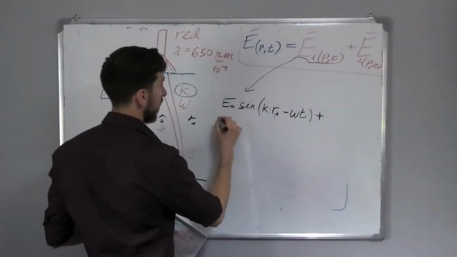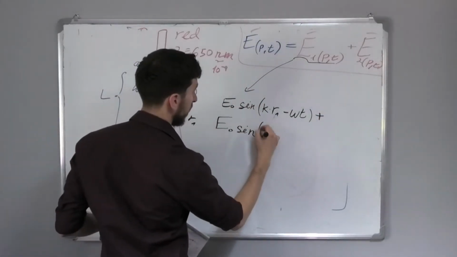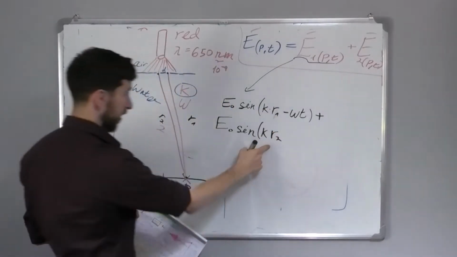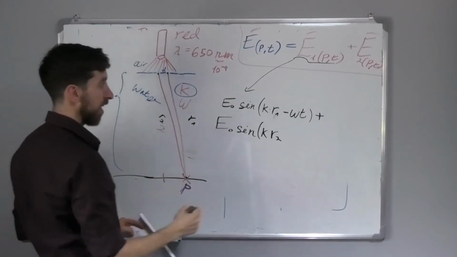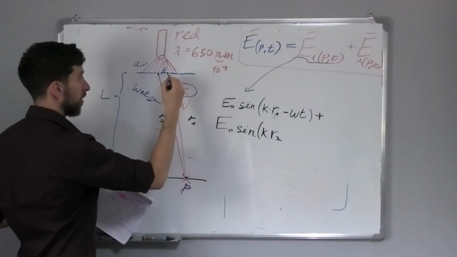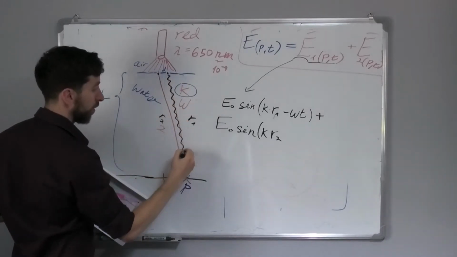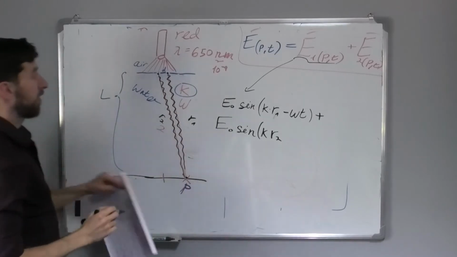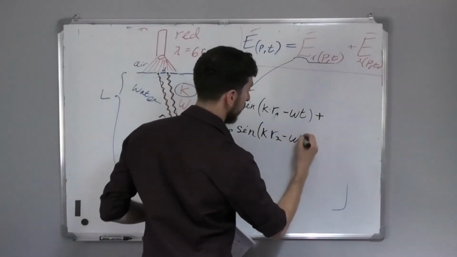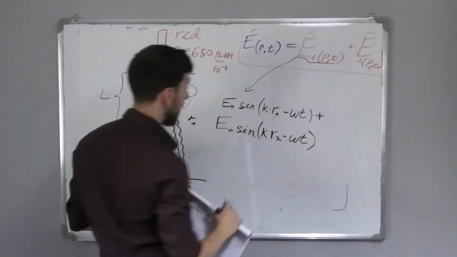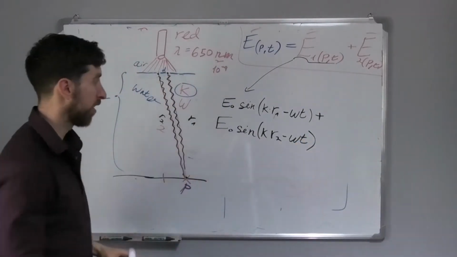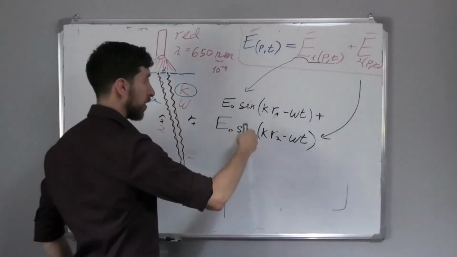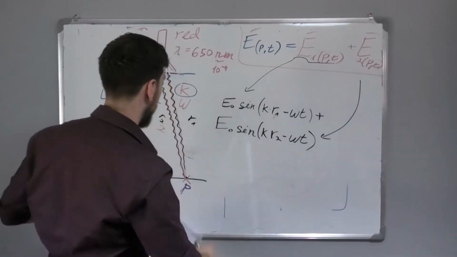Plus the same thing: E0 sine of k R2. It's the same light, so k is the same. R2 is a different length that the laser went through. So this one is going a little bit more, got it. So minus omega t, it's the same one. And now I want to sum them. I can use science, this is the second one. So I'm going to use how to sum up sines, just easy trigonometry.